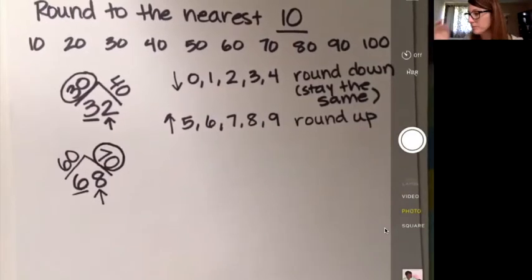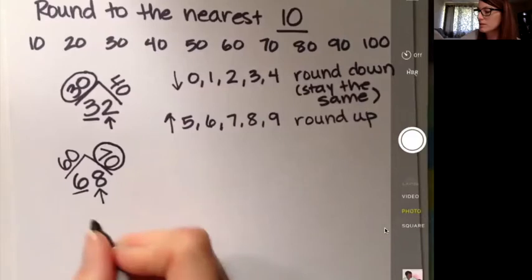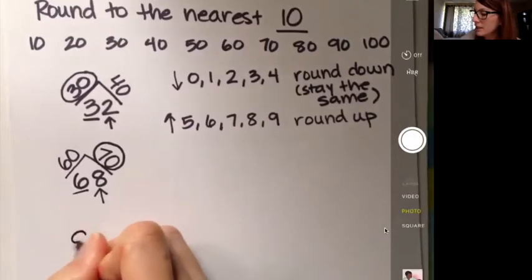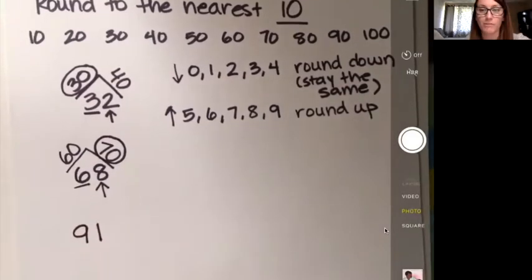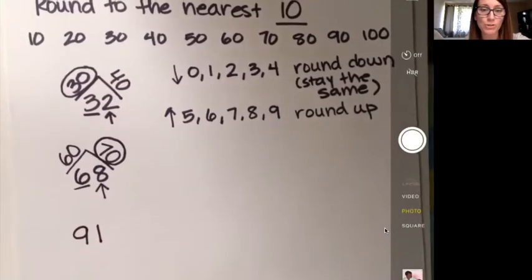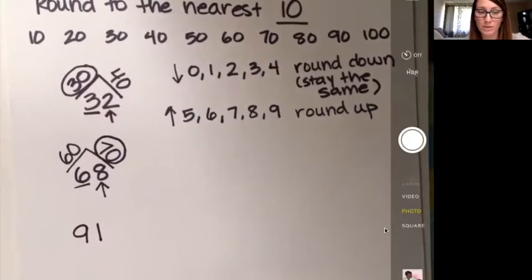Let's try another one. How about 91? Okay, so if you have a piece of paper, you should try some of these on your own. As we're working on it, I'm going to have you do that in a second here. So let's do one more together, and then I want you to grab a piece of paper and a pencil, and try to do one of these on your own, okay?